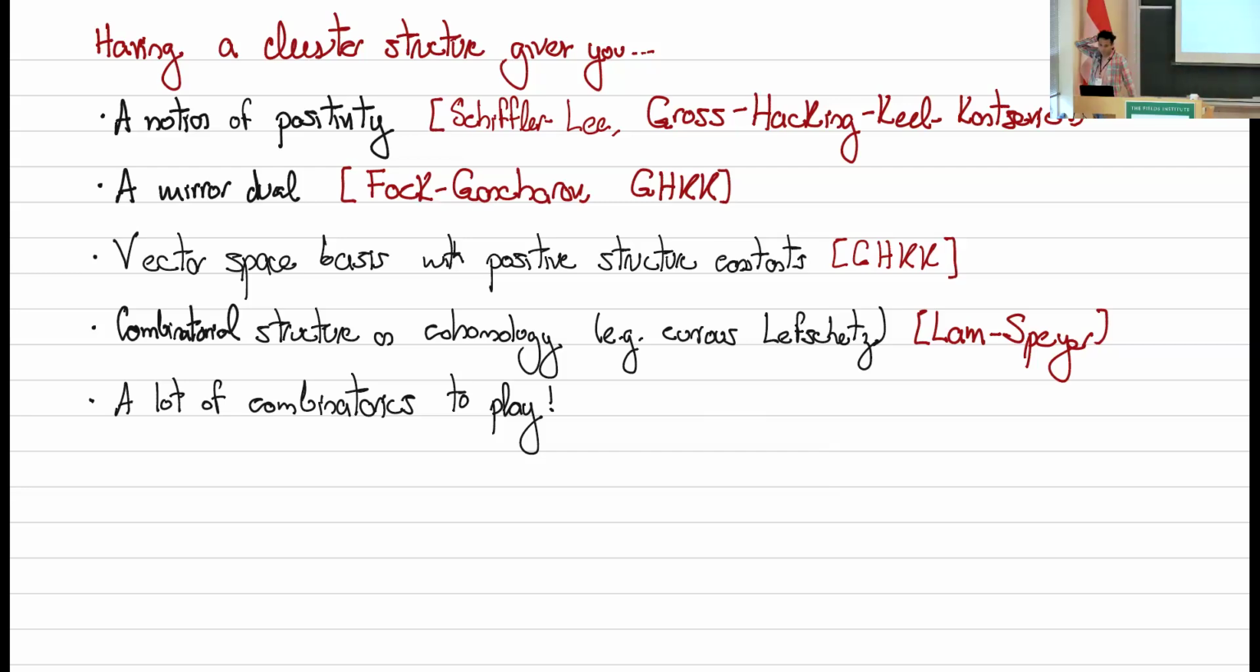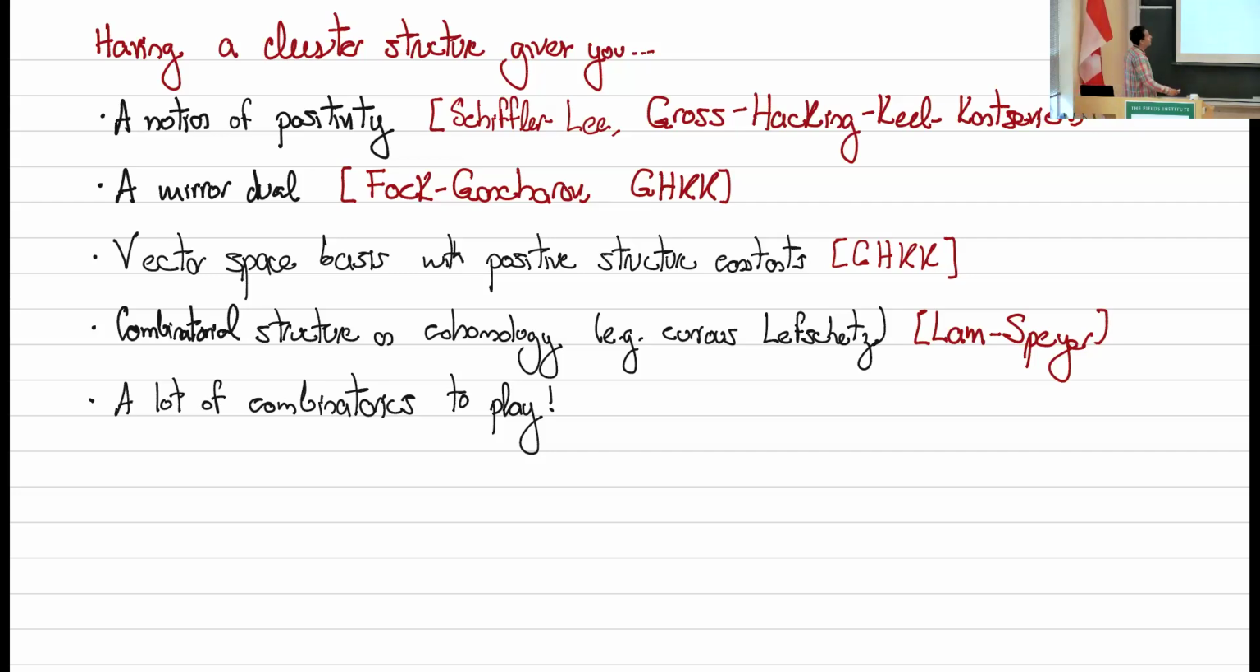First of all, having a cluster structure gives you a notion of what positive points of the variety are. This was one of the original motivations of Fomin and Zelevinsky, and this was finally proven in most cases by Schiffler and Lee, and completely generally by Gross, Hacking, Keel, and Kontsevich. This is related to the third point here. You have a basis of the algebra as a vector space with positive structure constants. And that basis contains all the cluster variables.